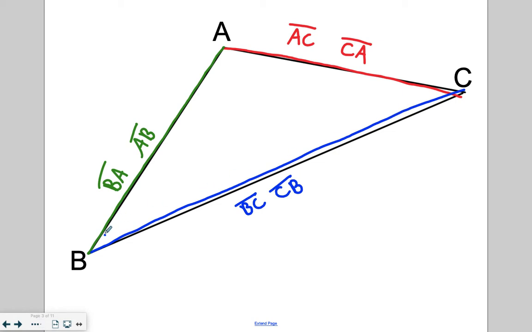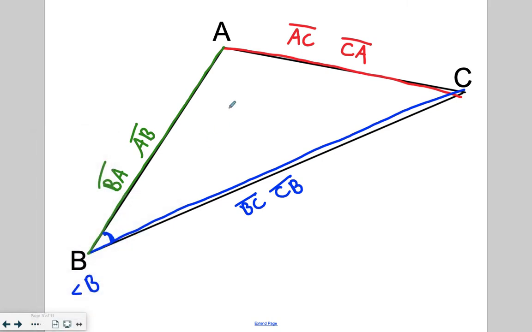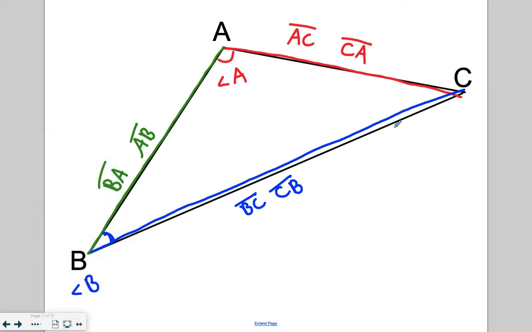Just like you name the sides, you can also name the angles. So I'm going to say this angle down here, you would classify as angle B. The top angle up here, I'm going to go ahead and call that angle A. And then this third angle over here, I'm going to call it angle C.